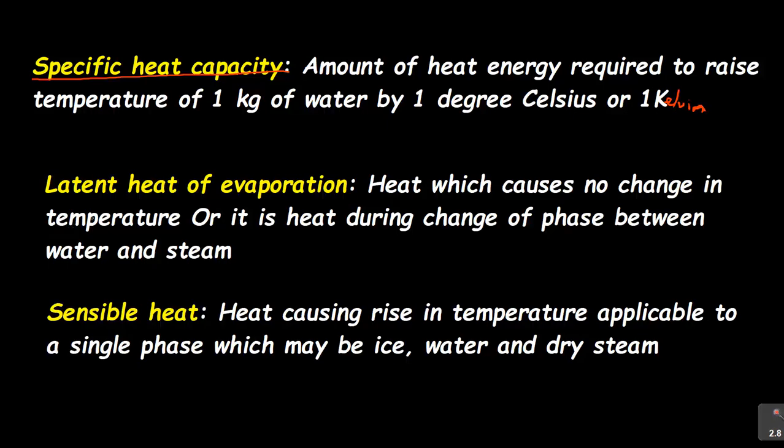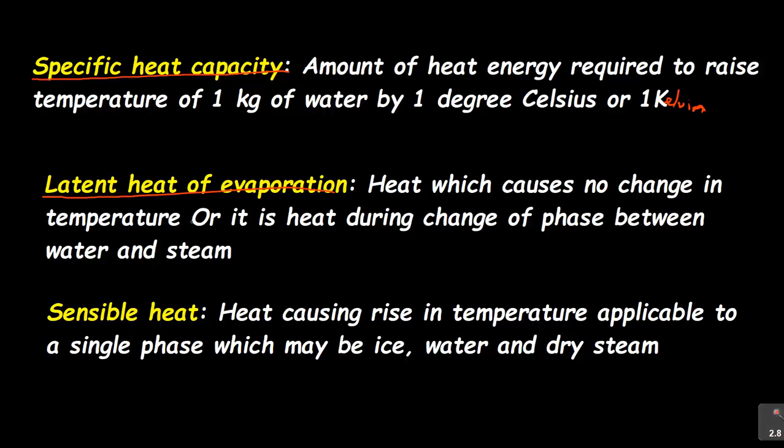And then the latent heat. It is the heat which causes no change in temperature. So whenever you're heating something and the temperature is not changing, like especially in the case of, let's say, you're melting your ice, the temperature won't change until all the ice has melted. So that is the latent heat.